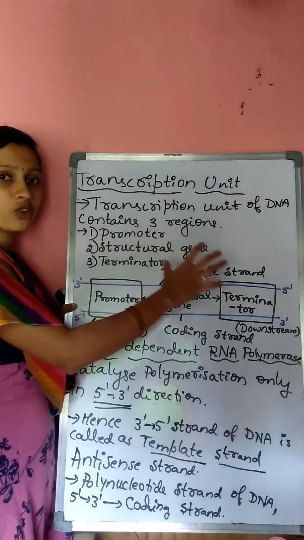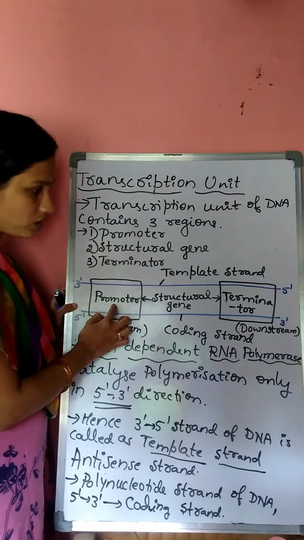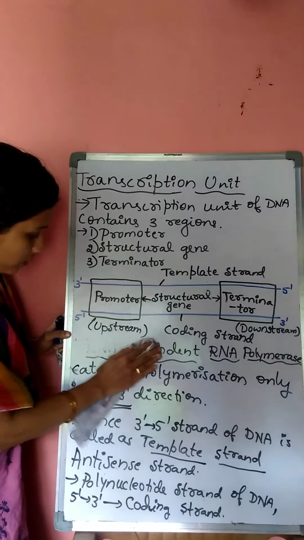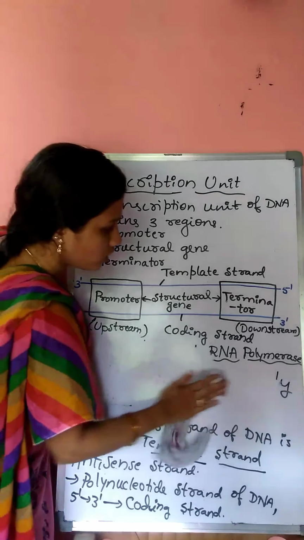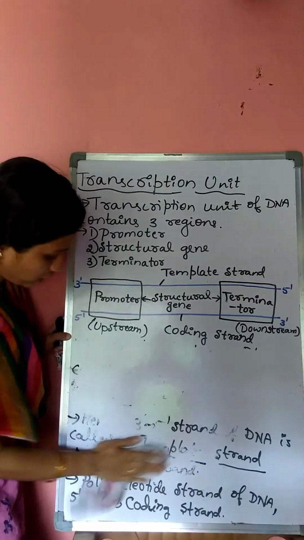The transcription unit of DNA contains three regions such as promoter, structural gene, and terminator. Now let us discuss about this promoter, structural gene and terminator.